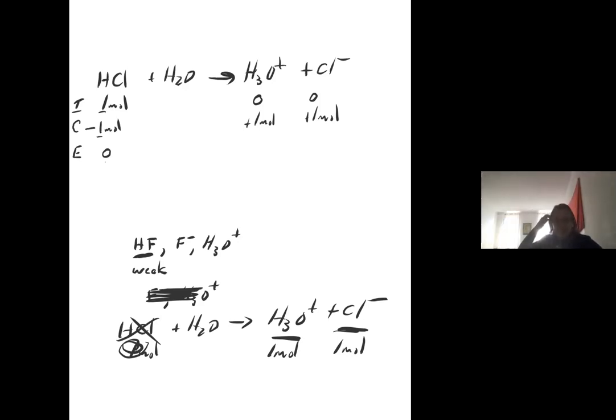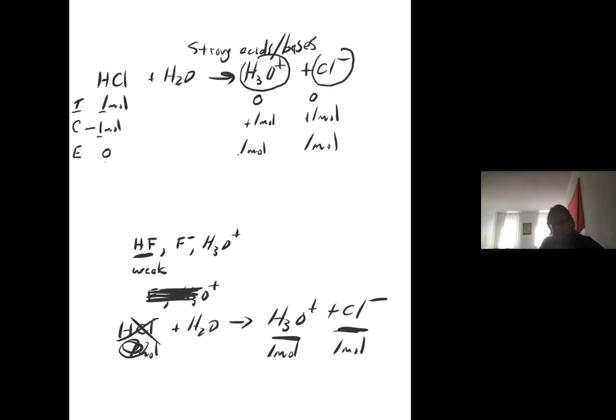So in that table, if they don't show you the formula for the acid or the base as one of the species available, that means it was strong. And so then the products, 0 plus 1 is 1. 0 plus 1 is 1. So for strong acids and bases, you're going to have the products present, but not the reactant. The reactant won't be present because it's 0. It's all gone.